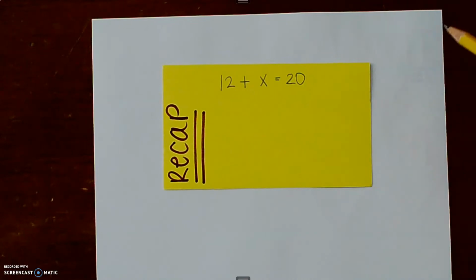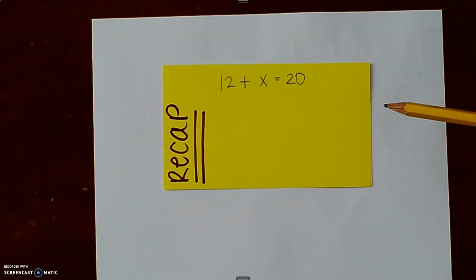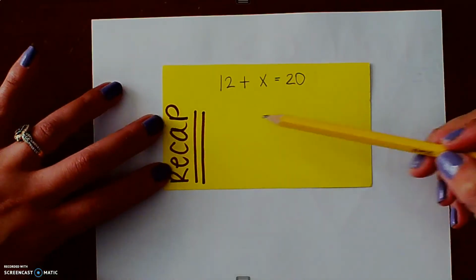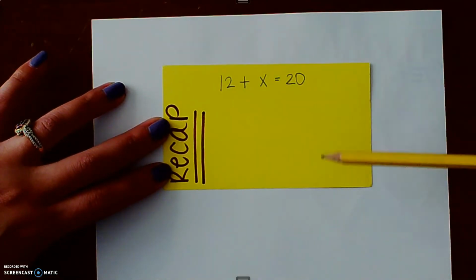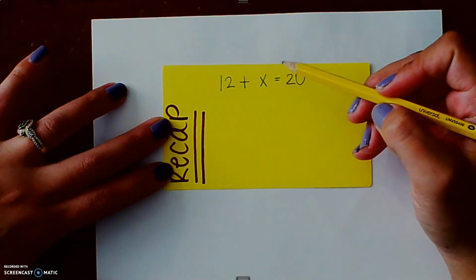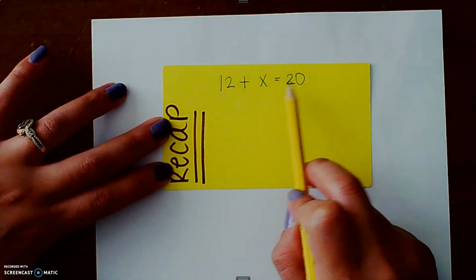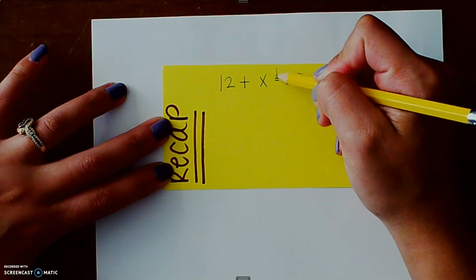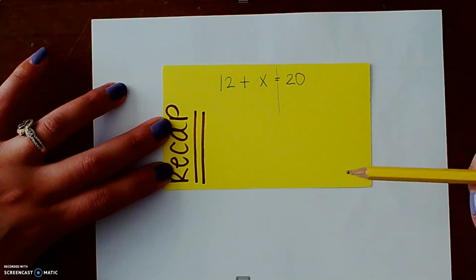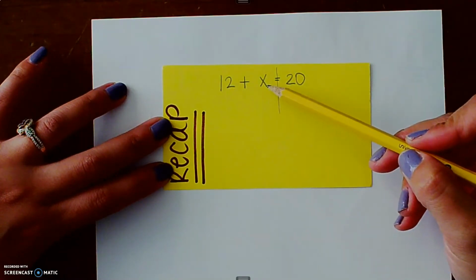Okay, so before we go into example 1, I wanted to do a recap because we're going to use our knowledge of solving equations to help us with finding missing angles in a triangle. So just to recap, if we have the equation 12 plus x equals 20, first things first, we need to make sure that this side and this side remain equivalent, and that's what this equal sign is doing. So if we draw that line here, our job is to find out what x equals.